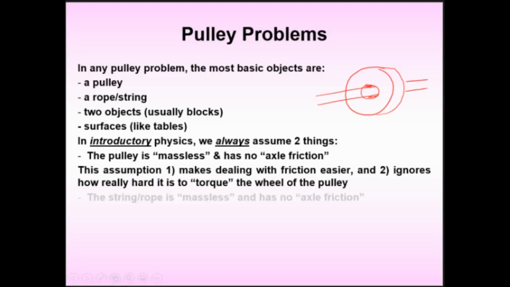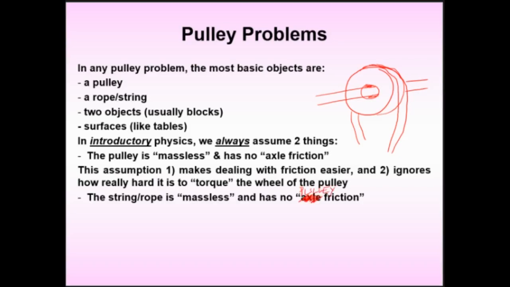The second thing is the string or rope is also massless, and also has no axle friction. Because when you put the rope, where do you put the rope? You just make it hang like this, and from the other side. Does that make sense? Actually, sorry, this shouldn't say axle friction. The string is not touching the axle. The string is touching the pulley. So everyone, scratch this and write pulley friction. My bad.